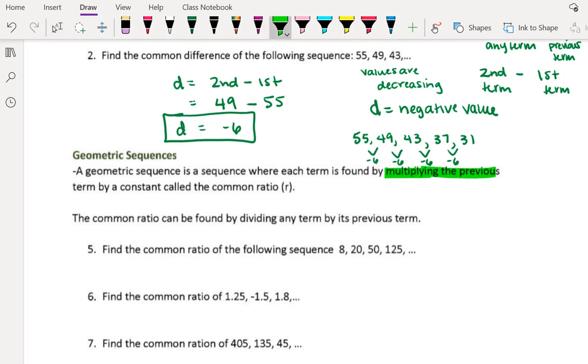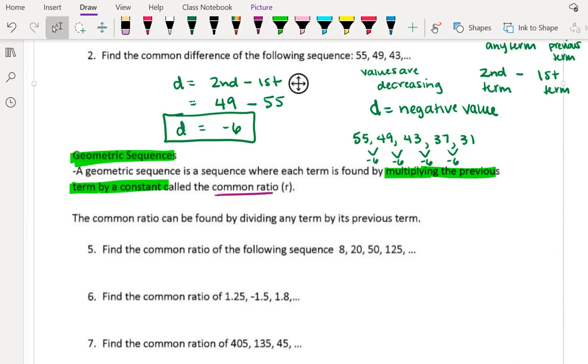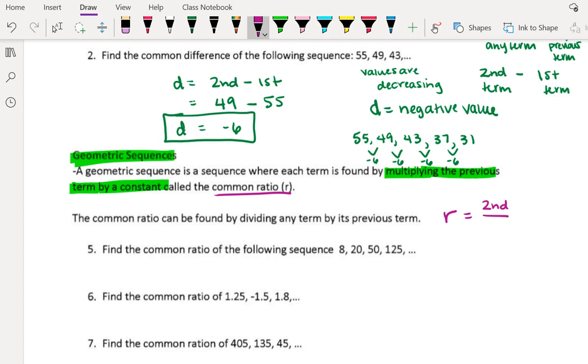For a geometric sequence, it's a sequence where each term is found by multiplying the previous term. So we are going to multiply the previous term by a constant. That's a geometric sequence. And we call that value the common ratio, or R. Common ratio can be found by dividing any term by its previous term, or R equals the second term divided by the first term.